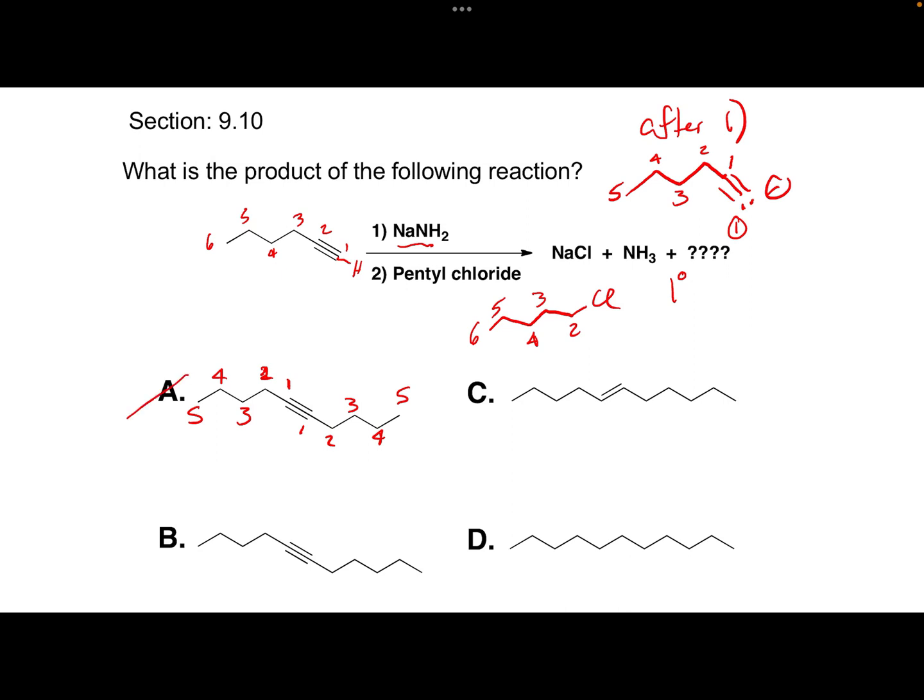A doesn't work. Okay, D does not work because we don't have anything that would do a hydrogenation all the way down to an alkane. C also doesn't work because we don't have the dissolving metal reduction to create our trans alkene. That leaves us with B. Let's just count to double check. Here's carbon 1, 2, 3, 4, 5, and 1, 2, 3, 4, 5, 6. So yes, B would be the right answer.